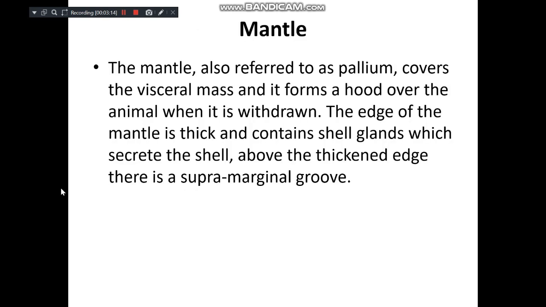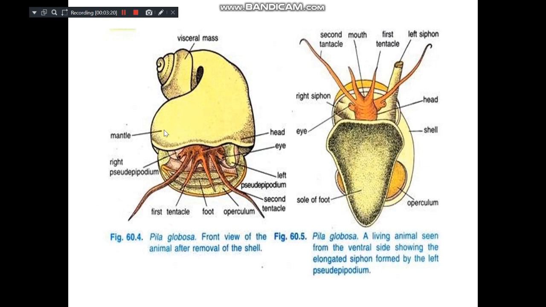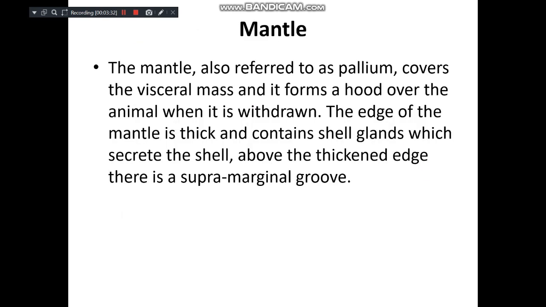Mantle, also referred to as pallium, covers the entire visceral mass. See, this is the mantle, which covers the entire visceral mass, and this is below the shell. When you open the shell, then only you will see this one. It covers the entire visceral mass, and it forms a hood-like thing over the animal when it is withdrawn inside.